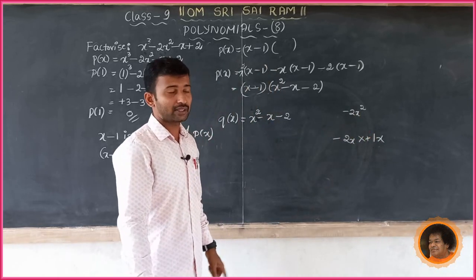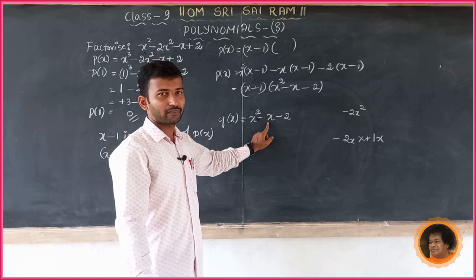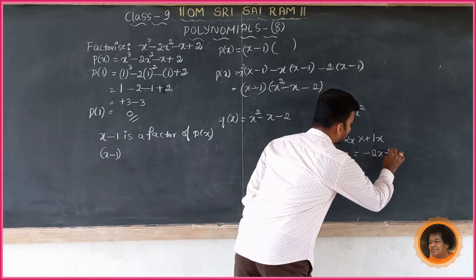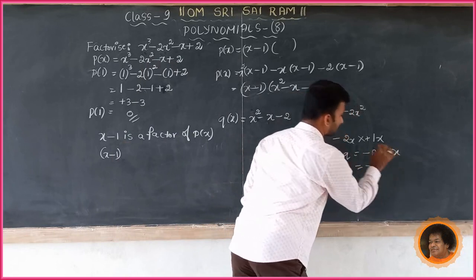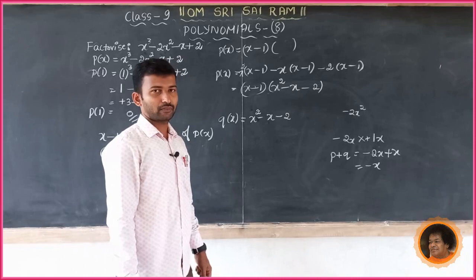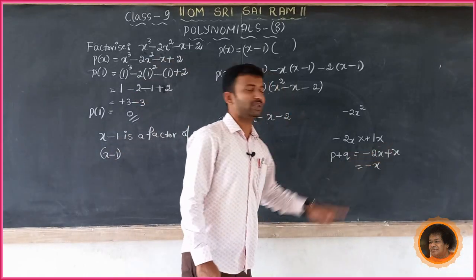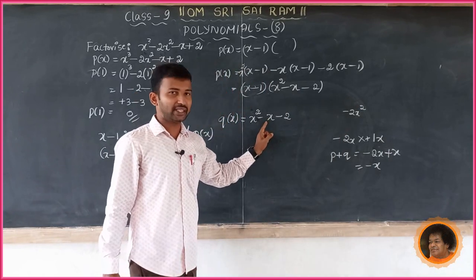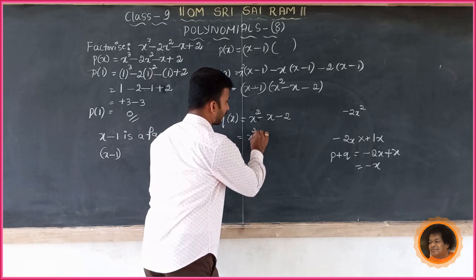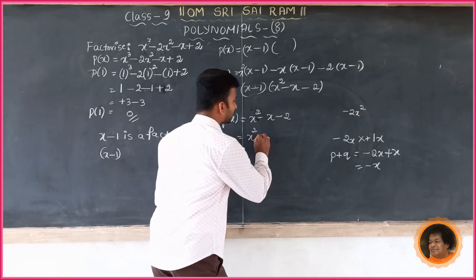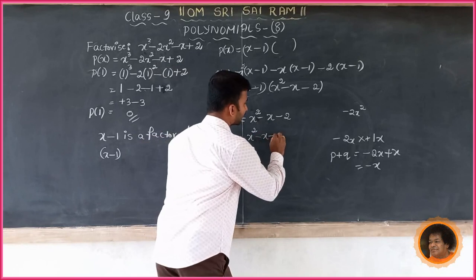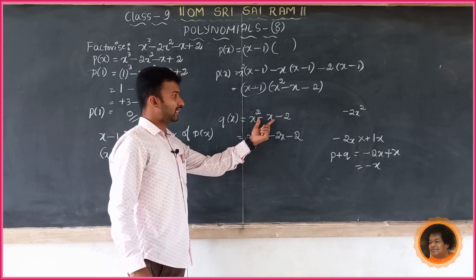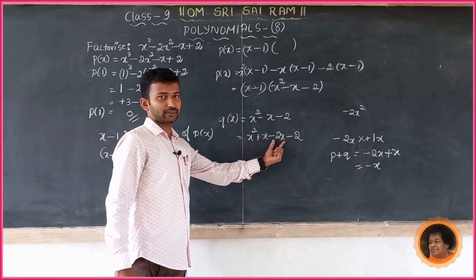But what about the sum? The middle term is minus x here. p plus q is equal to minus 2x plus x. The answer is minus x. So, these are the two factors which give the product minus 2x square, at the same time the sum minus x. So, write x square minus x minus 2 is equal to x square minus 2x plus x minus 2. Minus x is equal to plus x and minus 2x.